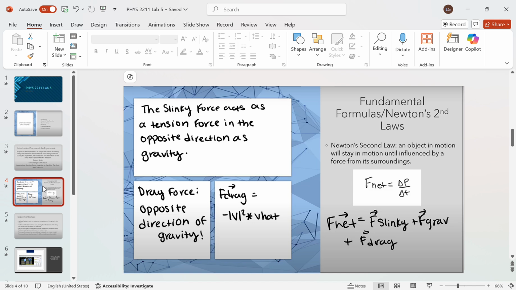Newton's second law is also involved, which states an object in motion will stay in motion until influenced by a force from its surroundings. We've been using it all semester. It is the change in momentum over the change in time. And in this case, our F net is equal to the force of the Slinky plus the force of gravity plus the force of drag.